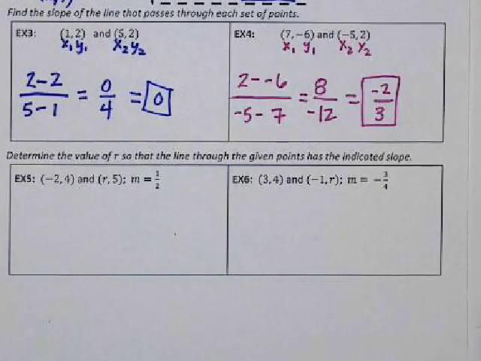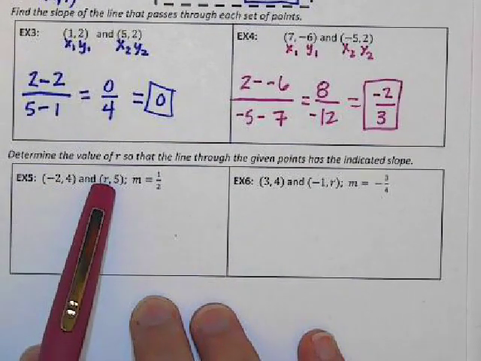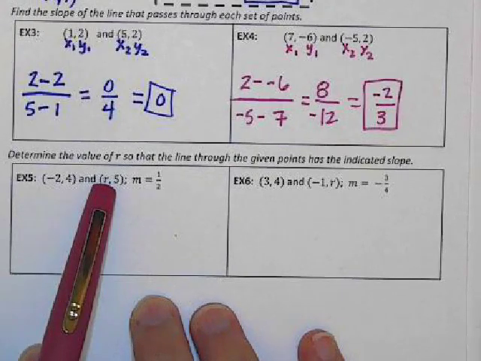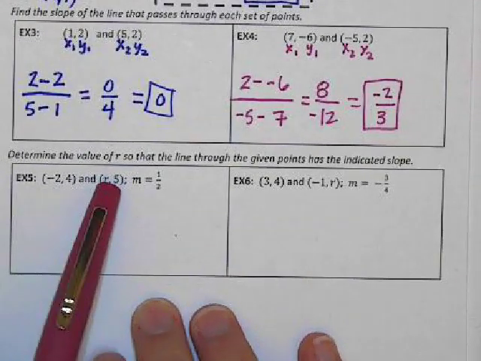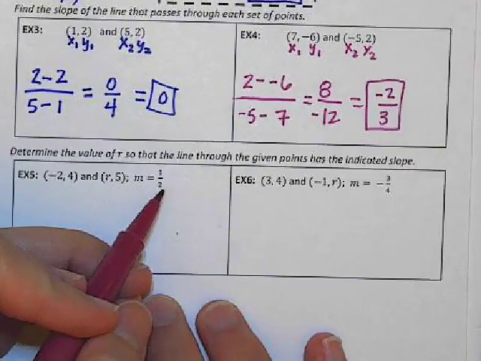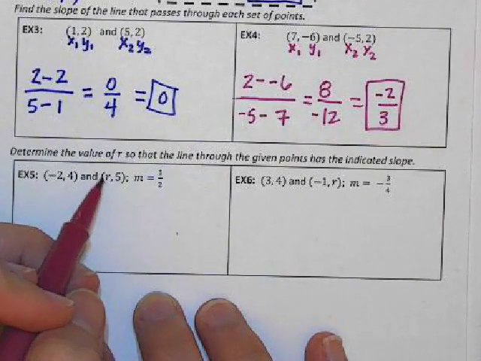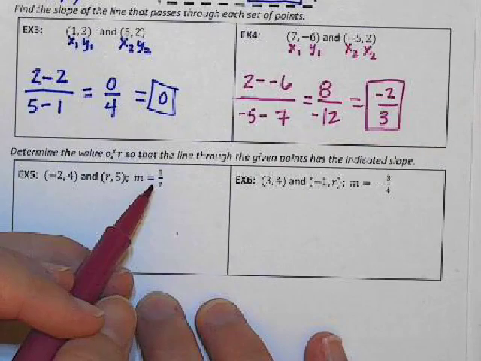It says, determine the value of r so that the line through the given points has the indicated slope. So if you look at my points, I'm missing this number right here. It tells me r. It could be x, it doesn't matter what letter it is, but I'm missing this number right here. Okay? But this time it gives me the slope. So I have to try to figure out what this number has to be in order to have this slope.